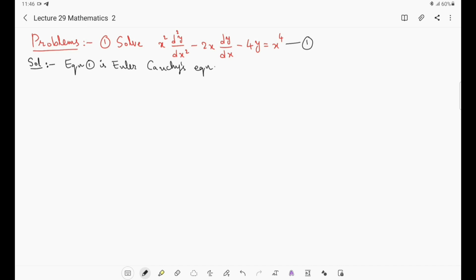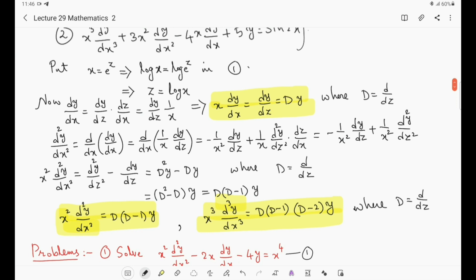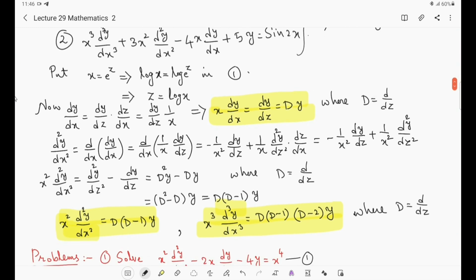For reducing this to constant coefficients, we need to take a substitution. That substitution is: put x equal to e power z. This implies z equals log x. When we apply log on both sides of x equals e power z, we get z equals log x. Just now we have seen all the calculations. These calculations we don't need to do in each and every problem. Whatever computations I have done here, we don't need to do. Directly we can take that.